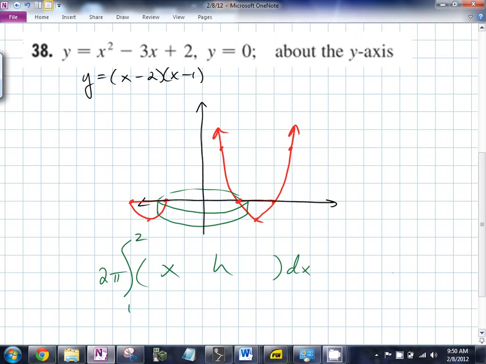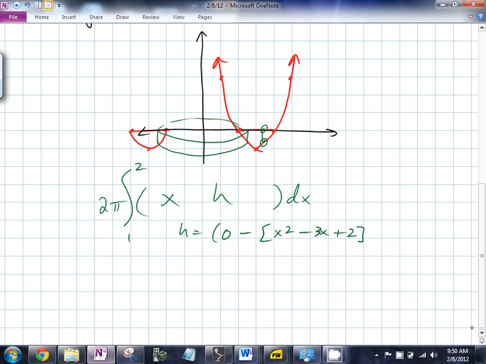And the height in this case is the distance from here to there. Well, that's 0, and then you have the lower function. So what's the h going to be? It's going to be 0 minus what? X squared minus 3x plus 2. So our integral is going to be 2 pi, 1 to 2 of x times negative x squared plus 3x minus 2 dx. There it is.